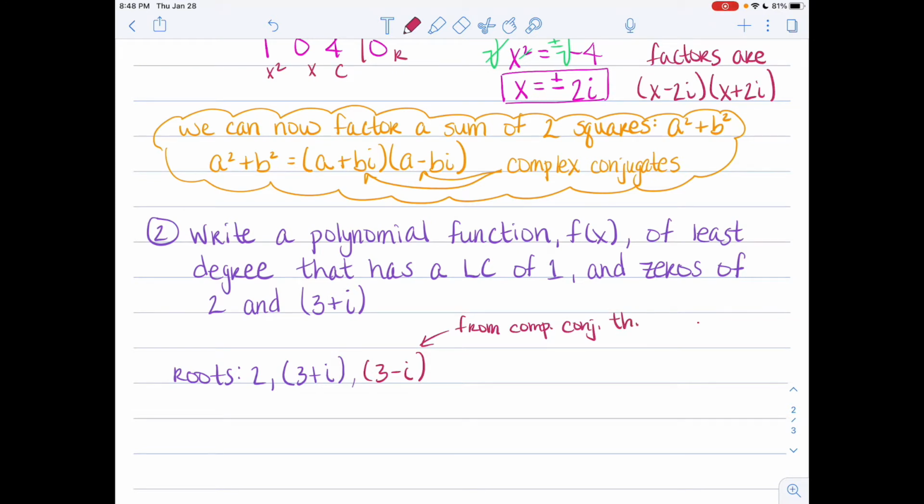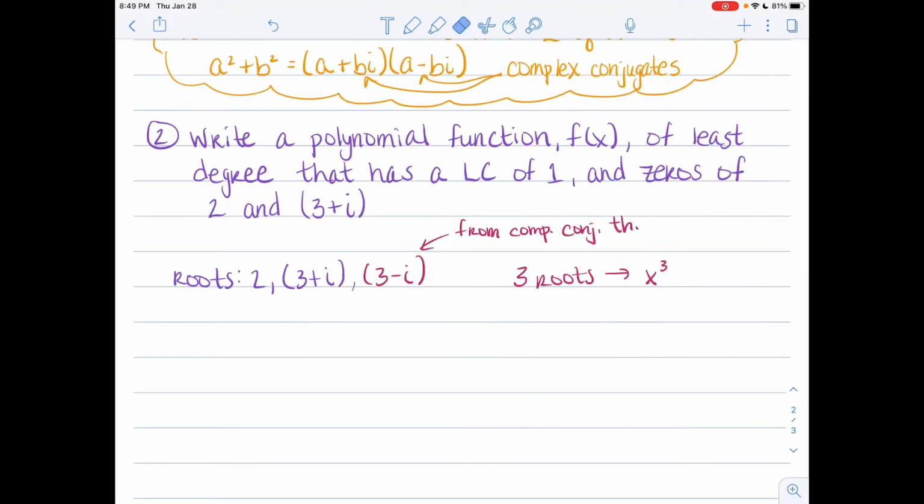And if I have 3 roots, 2, 3 plus i, and 3 minus i, then that means that I must have an x to the third power. Remember, the degree has to equal the number of roots or solutions. Let's go ahead and make ourselves a note here, just like we did when we talked about irrational numbers, that roots are the opposite sign of factors. So we've got to always remember to change the sign when going from an x equals something to a factor of x plus or minus something.